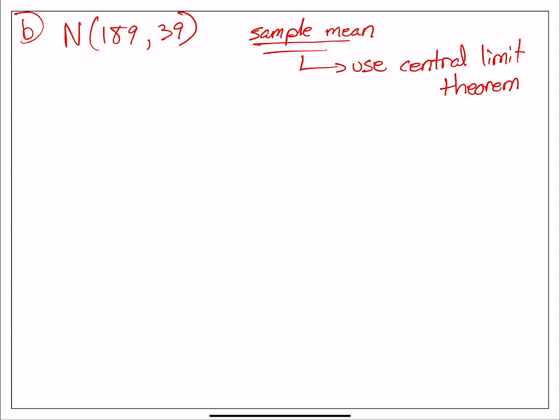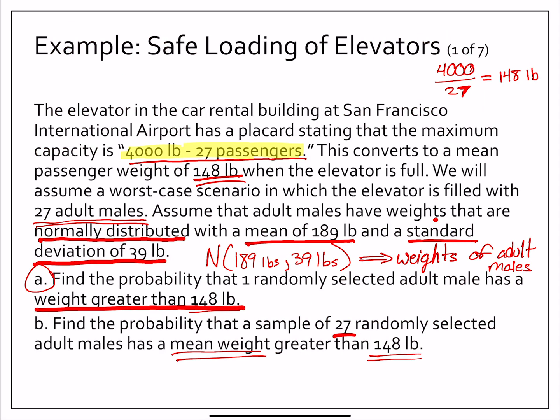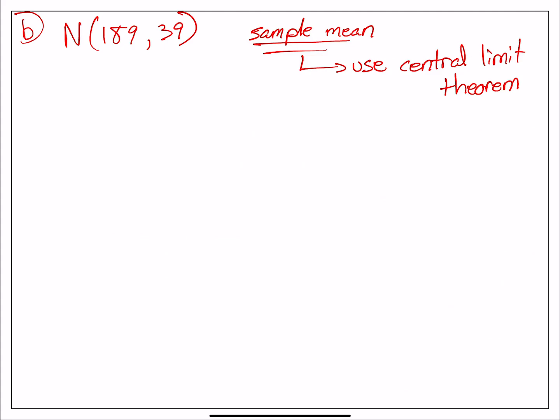So either our sample size needs to be bigger than 30, or the population needs to be normally distributed. So if we look at our question, what's our sample size? Find the probability that a sample of 27 randomly selected adult males. Now, is our sample size bigger than 30? No. What does n equal here? N equals 27. So our sample size is not bigger than 30, but what was the second condition, right?